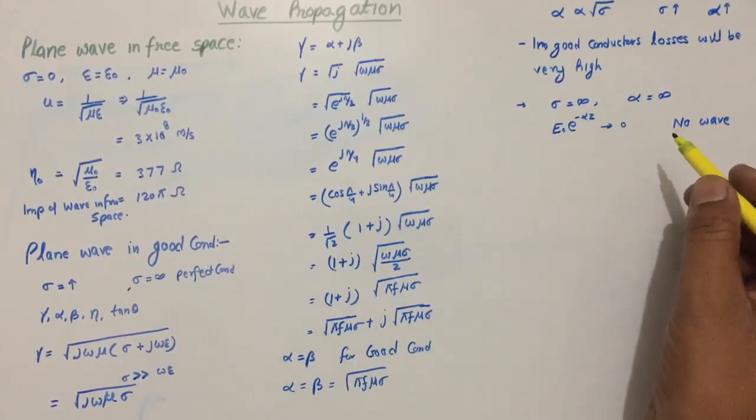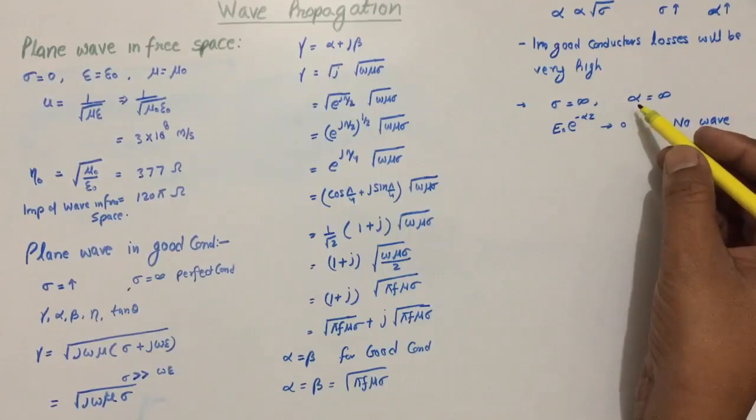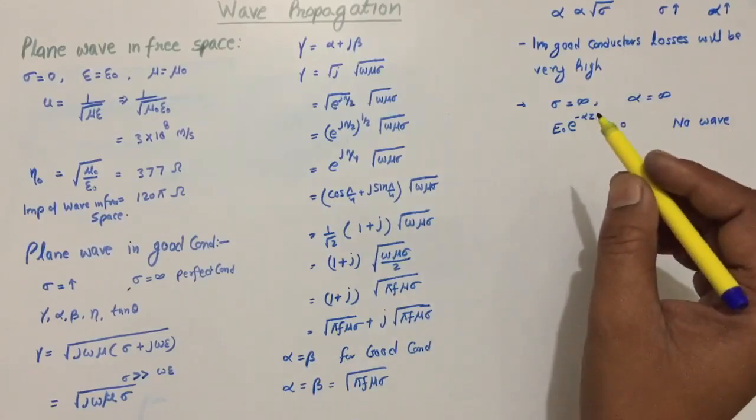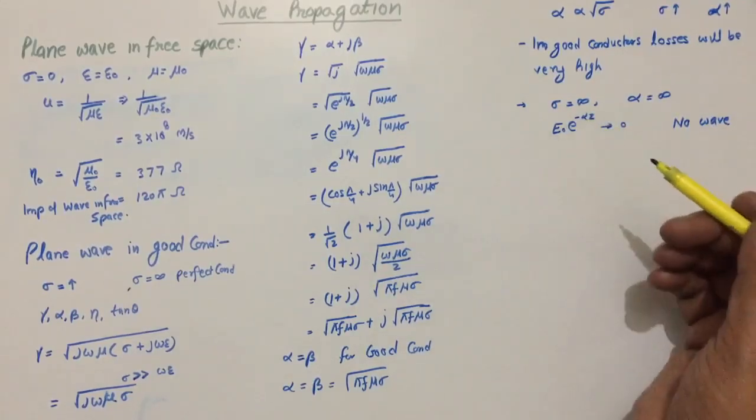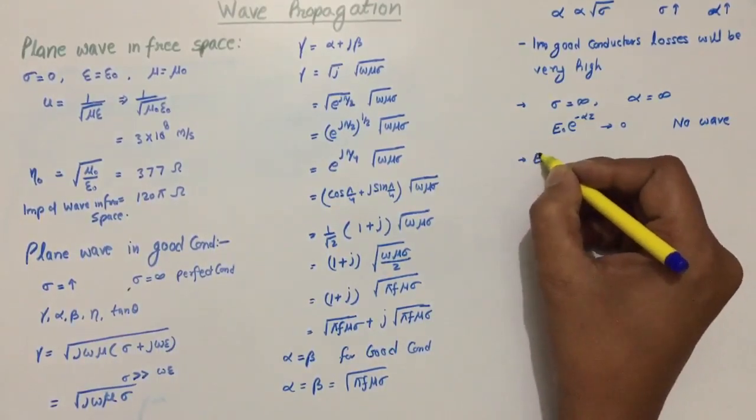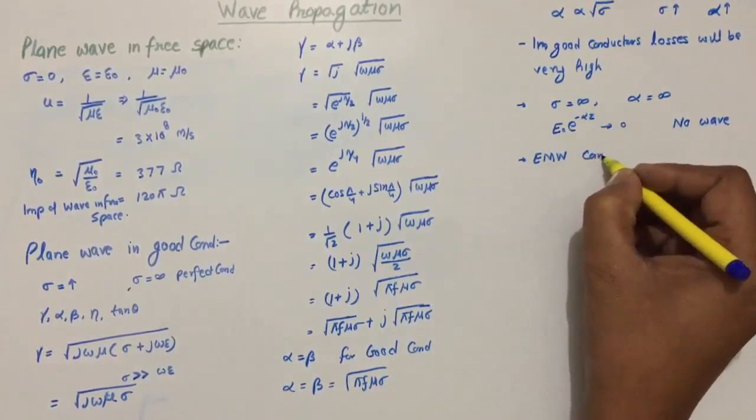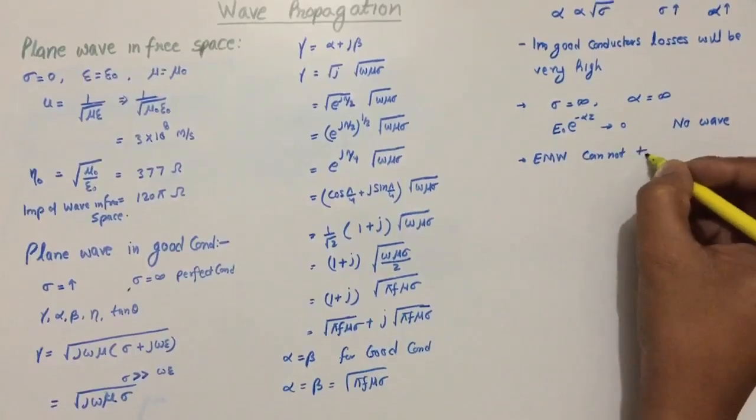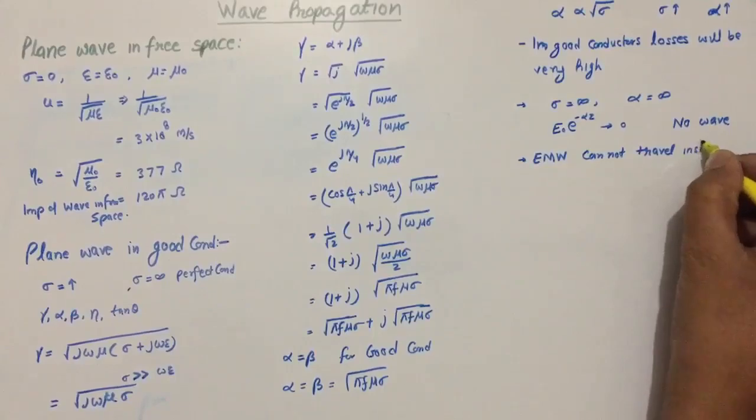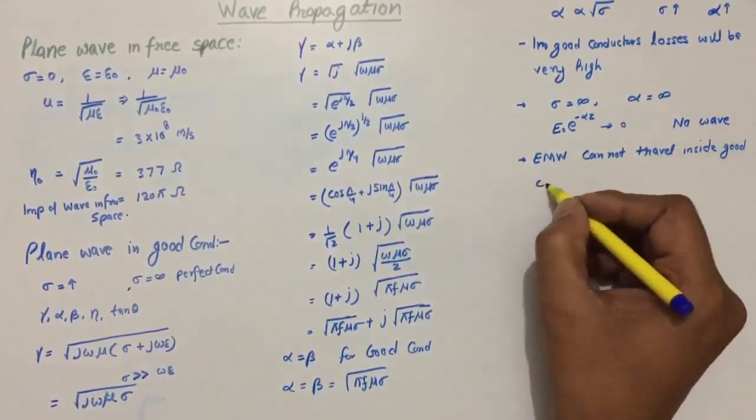Or in another way, alpha is very, very high in the case of a good conductor as well. So we can say the electromagnetic wave cannot travel inside a good conductor as well. So one sentence we can write: electromagnetic wave cannot travel inside good conductor.